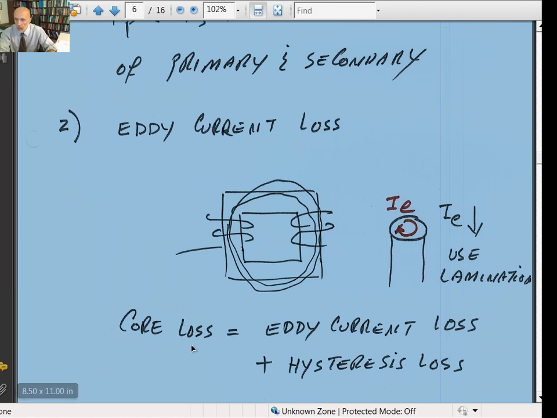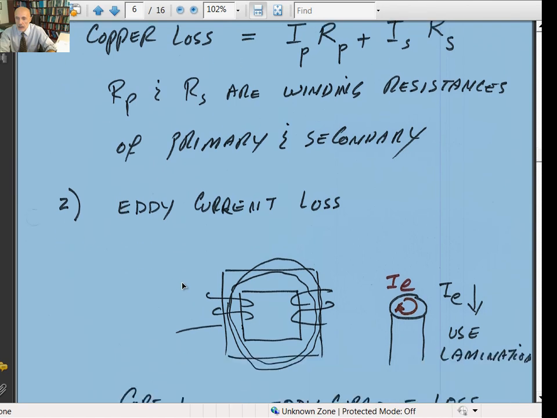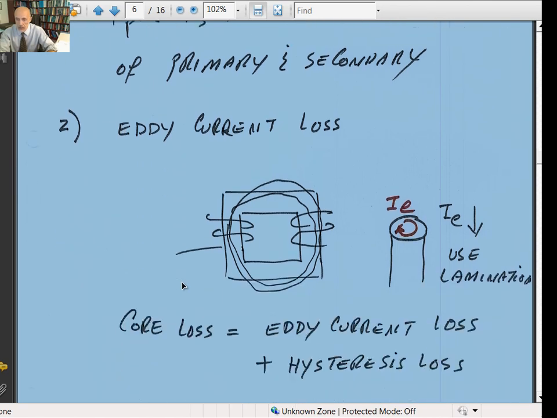Then there is what is called the core loss. Again, we have copper loss, which is the power dissipated in terms of heat in the winding. And then eddy current loss. And then we also talked about hysteresis loss before. They refer to that as core loss. Core loss is the eddy current loss plus the hysteresis loss.